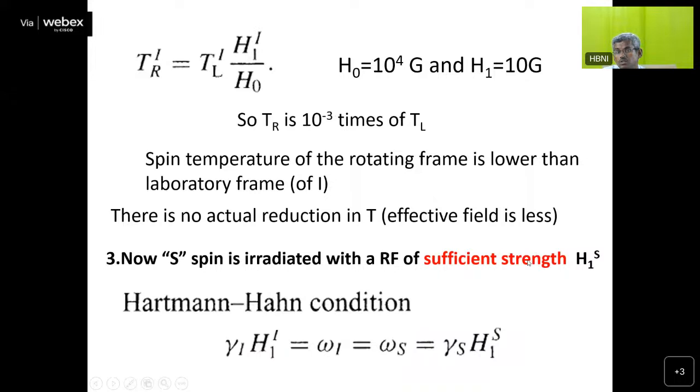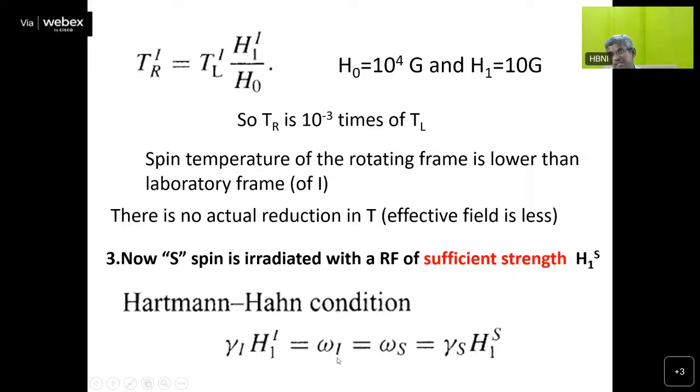So now you do it in such a way, apply the H1, the magnetic field of the radio frequency of the S nucleus, in such a way that gamma I, which is nothing but the gyromagnetic ratio of proton, multiplied by the H1 radio frequency of the proton nucleus will become equal to the product of gamma S, the gyromagnetic ratio of the S nucleus, multiplied by the H1 field applied for the S nucleus. So if you satisfy this, then we say the Hartmann-Hahn condition is achieved.